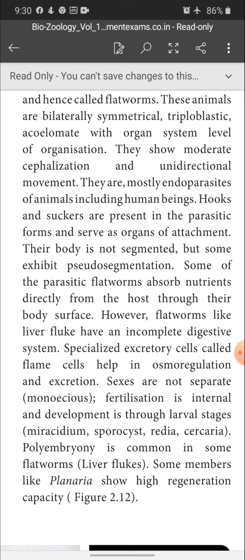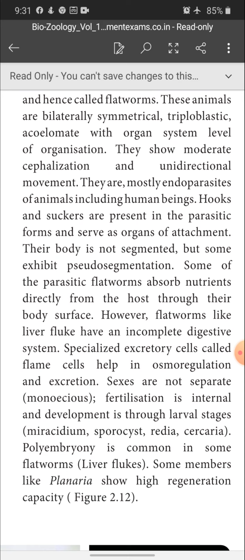So their body is not segmented, but some animals show pseudo segmentation, we discussed. And about nutrition, since they are endoparasites, some animals of this phylum directly absorb the nutrient through their body surface. And some animals have an incomplete digestive system. That means it has only one opening at its anterior end. It does not have any opening at the posterior end. So since it possesses only one opening at its anterior end, it is called an incomplete digestive system. Example for incomplete digestive system is liver fluke.